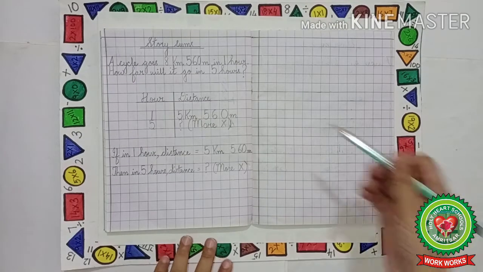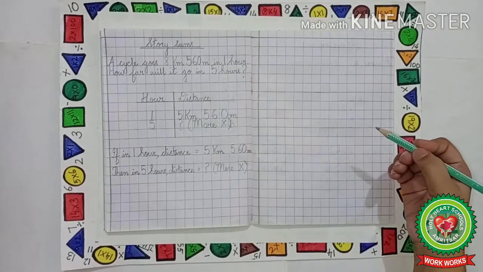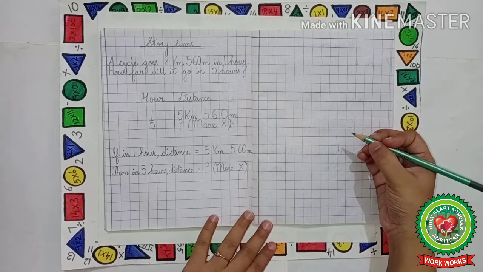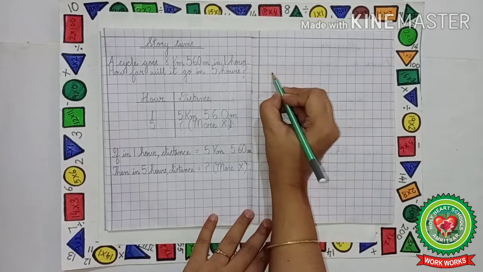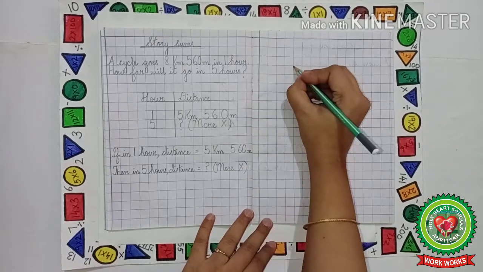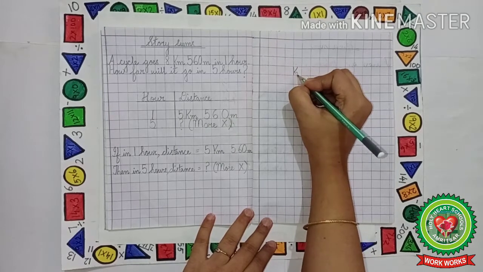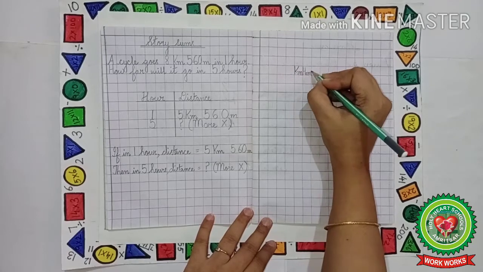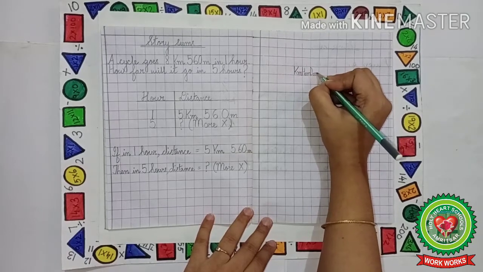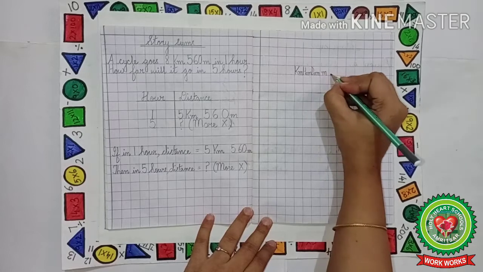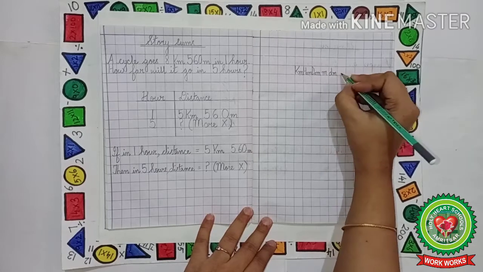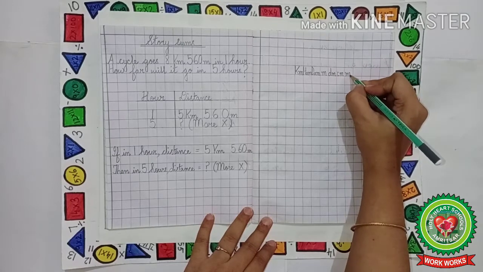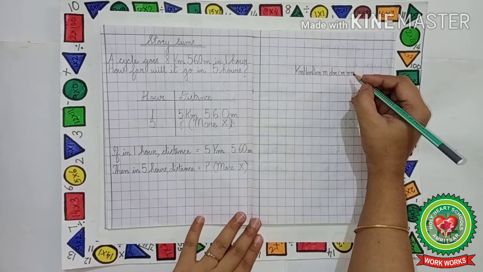Kids, since it is written in kilometer and meter, that means we have to write all the units of length. So let us start writing the units of length. We will leave 3 boxes from the margin, and first unit is kilometer, then hectameter, decameter, meter, decimeter, centimeter, and then millimeter.